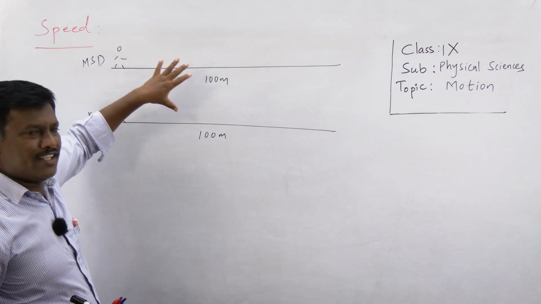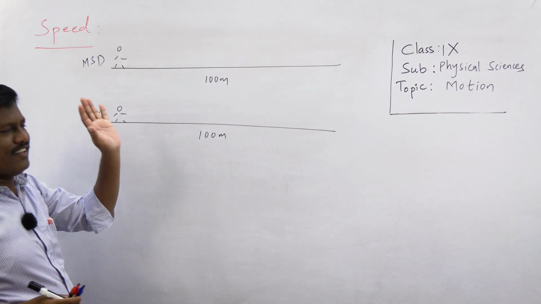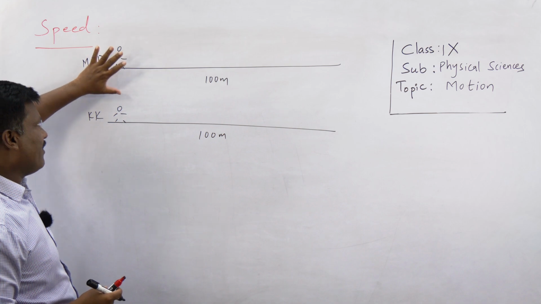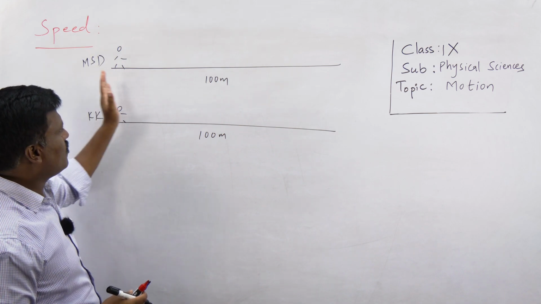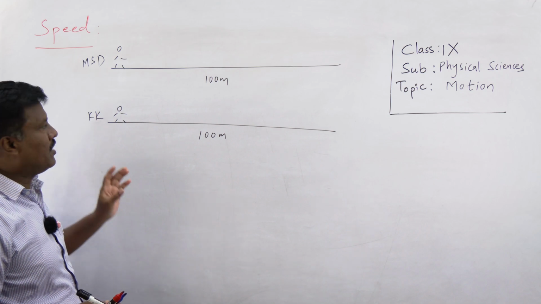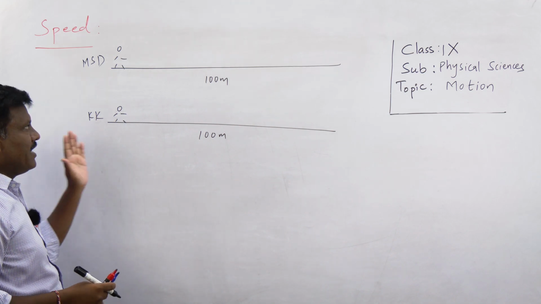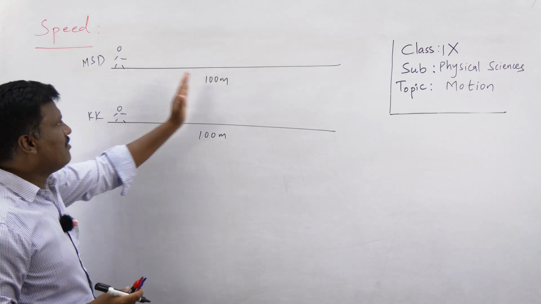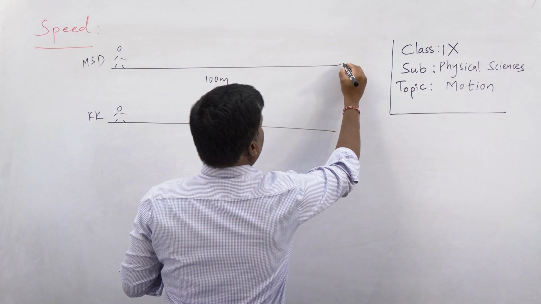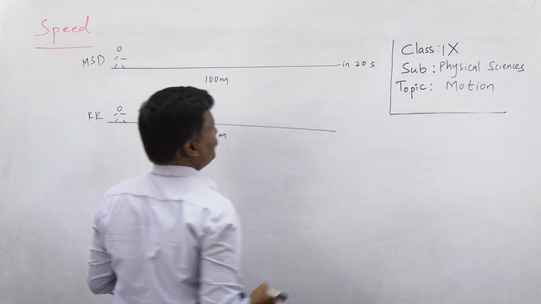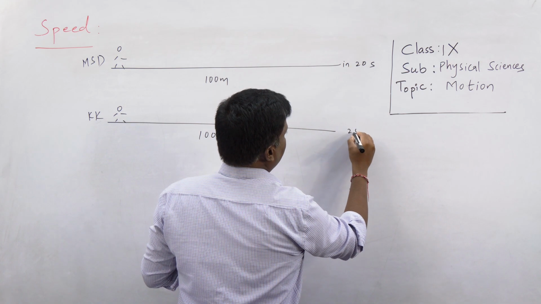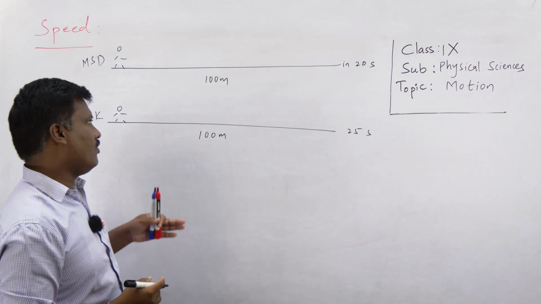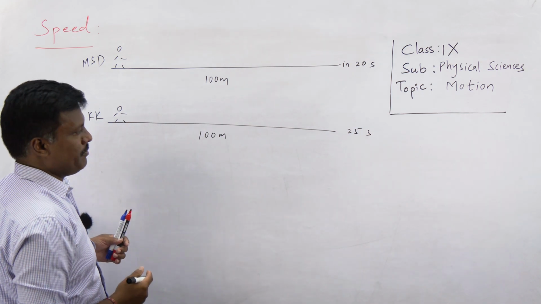Now, just for fun, to understand this, let us have a race between MSD and Virat Kohli. They have to travel 100 meters of distance. The race started at once. They started running at once. MSD covered this 100 meters in 20 seconds, and Virat Kohli covered this in 25 seconds. Right?